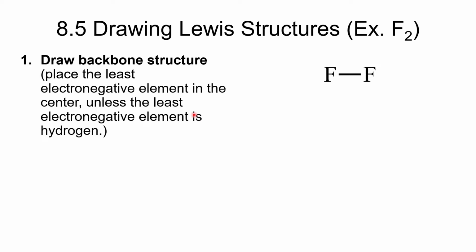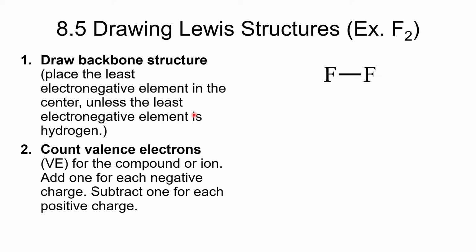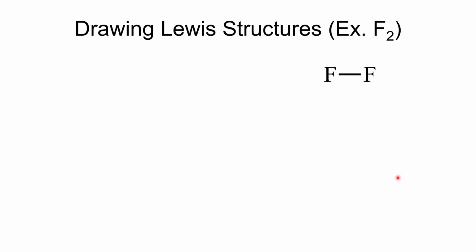The second thing we want to do is to count the valence electrons. At this point, hopefully you know that fluorine is in group 7. It is a halogen, so you can go look at your periodic table. It's element number 9, in group 7. And so we've got 7 plus 7, or 7 times 2. That gives us 14 valence electrons. All right, so 14 valence electrons.